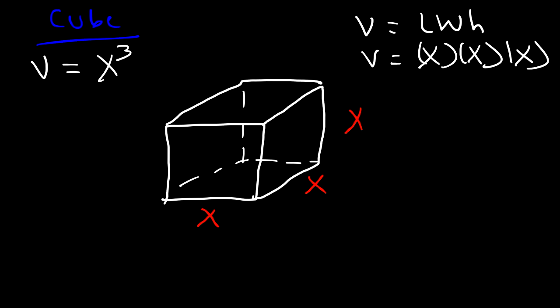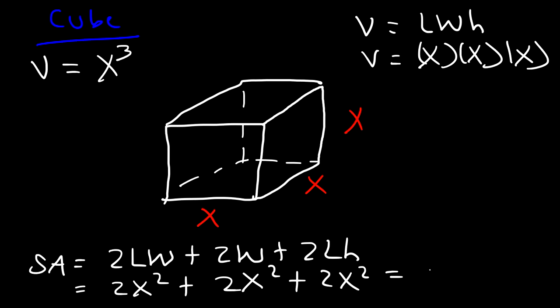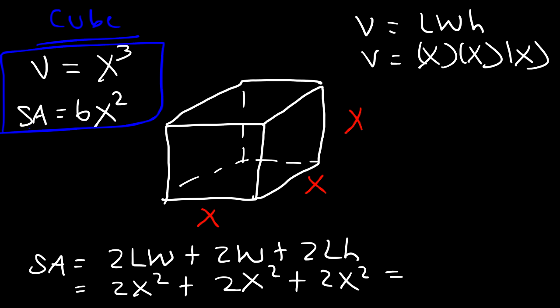Now what about the surface area of a cube? Well, for a rectangular prism, we saw it was 2L plus 2W plus 2LH. In this case, it's going to be 2x squared, or like 2 times x, but 3 times. So the surface area of a cube is 6x squared. So make sure you know these formulas. Now let's talk about the faces, the edges, and the vertices of a cube.